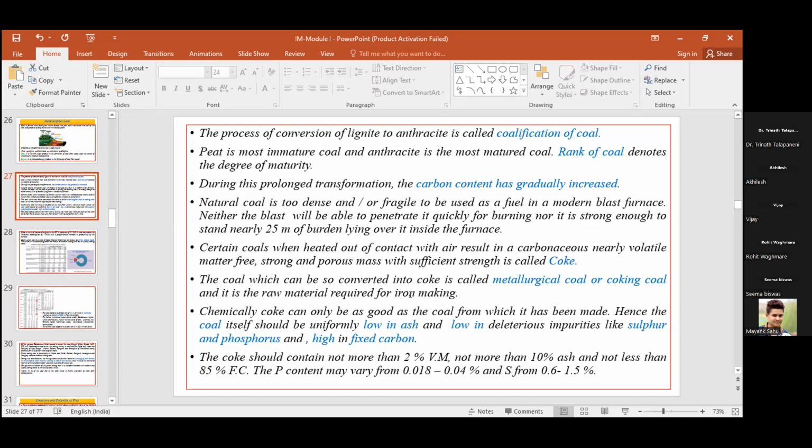So the coal which can be converted into coke is called metallurgical coal, or we can also call it coking coal. And these coals are usually subjected to the coke making process, and the coke which is formed from these metallurgical coals is called metallurgical coke, and this metallurgical coke is used as a fuel inside the blast furnace for the iron making process.